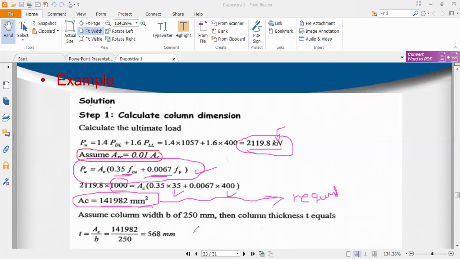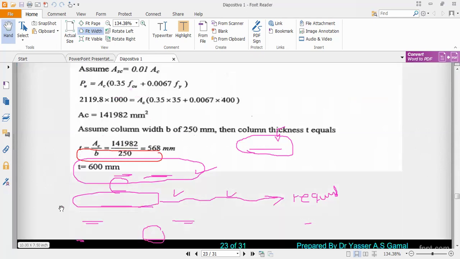If we also assume B is equal to 250, we can get the thickness of the beam. T is equal to 568. But this is difficult to create in the field, so we will assume 600.